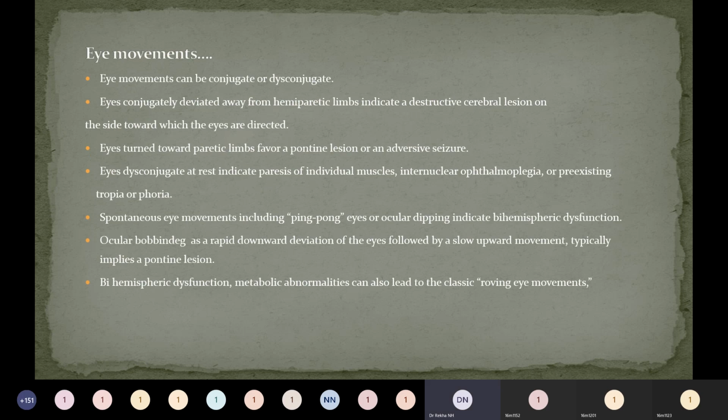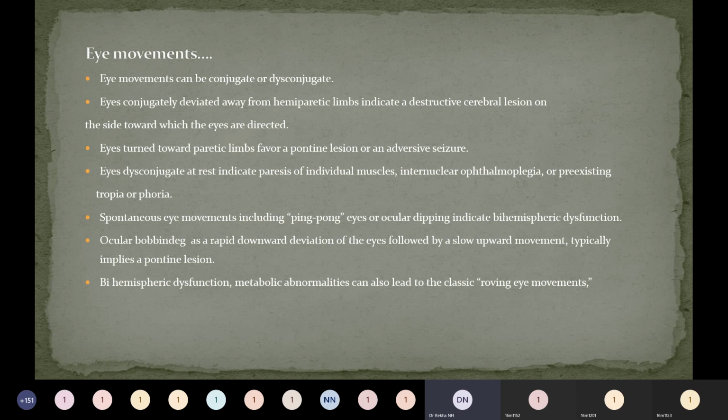Next is eyeball movements. You all know that in an unresponsive patient we cannot do any voluntary movements, so we have to examine the patient's eye movements. First we check whether the eyes are deviated. Conjugate deviation is more important in a patient who has a stroke, hemiparesis, or convulsions. If a patient has hemiparesis and the eyes are deviated away from the hemiparetic side, the patient is looking towards the normal limb, which is usually suggestive of a destructive cerebral lesion. So the eyes look towards the side which is affected. If the eyes are turned towards the paretic limb, it is a pontine lesion or it can be adversive seizures.